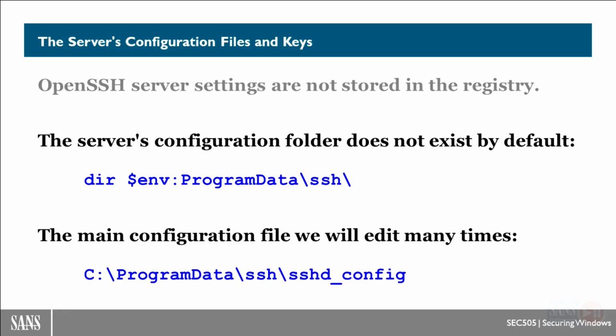Now, ProgramData, that's actually an environment variable, but on almost all machines where you install the operating system on the C drive, the path is C:\ProgramData\ssh. And for example, the main configuration file for this is sshd_config. That is a text file. It doesn't end with .txt as the file name extension, but nonetheless, that's a text file.